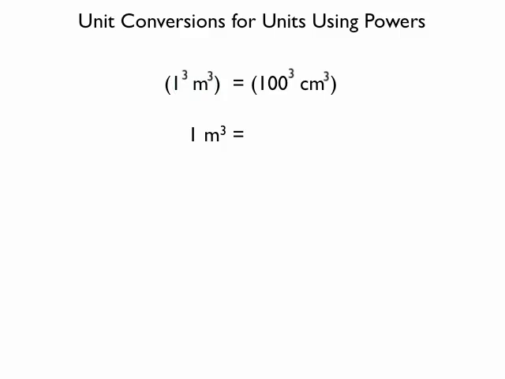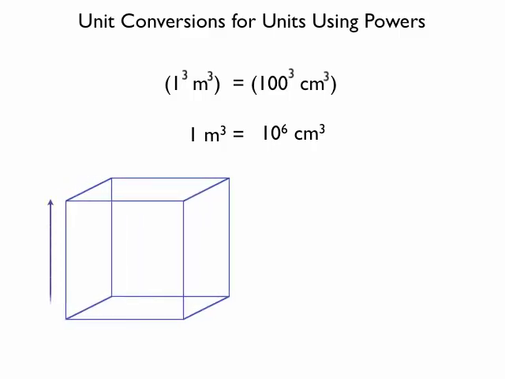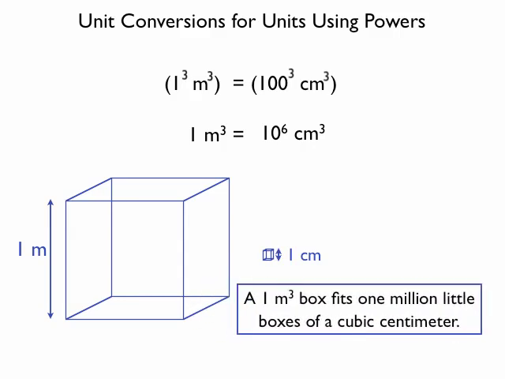On the right, we can rewrite 100 as 10 to the second power, which is still raised to the third power and followed by the units of cubic centimeters. Now recall that we find a power to a power by multiplying the exponents. So our final answer is that 1 cubic meter is equal to 10 to the 6th, or 1 million cubic centimeters. In other words, if you made a box 1 meter on a side, it would fit 1 million little boxes of 1 cubic centimeter within it.